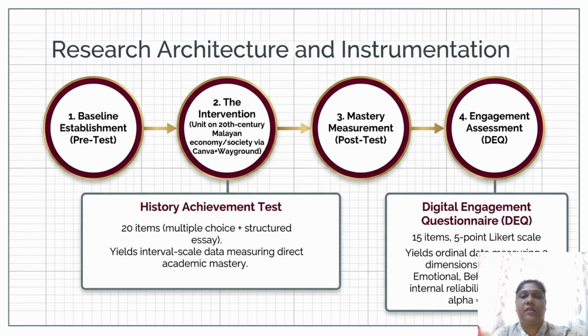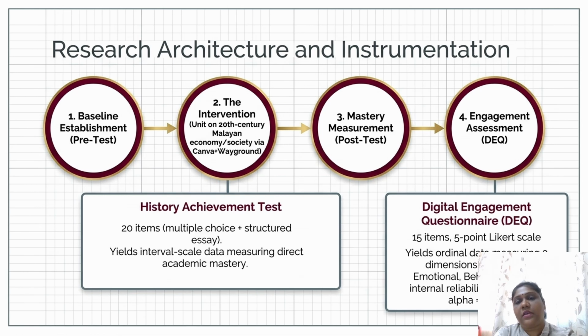So for the research architecture and the instruments we're using, the first one is baseline establishment, so we start with the pre-test. The second one is the intervention. We're using the topic of 20th century Malayan economic and social history via Canva and Baamboozle. For the history achievement test, we're using 20 items, multiple choice and structured essay, on an interval scale, measuring academic mastery directly. For the mastery measurement, we're using the post-test.